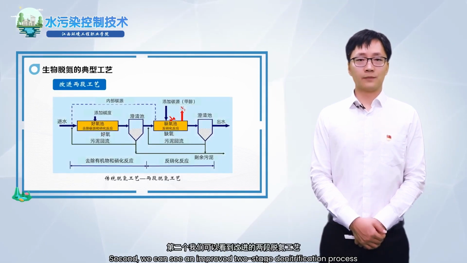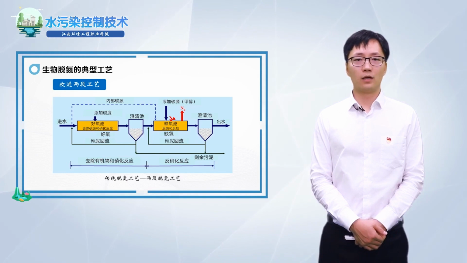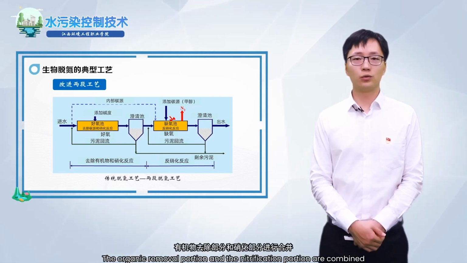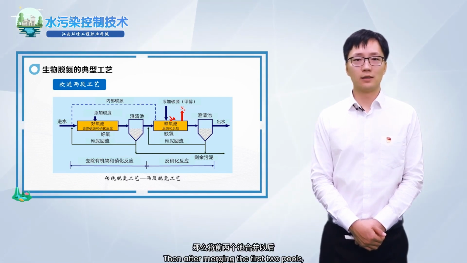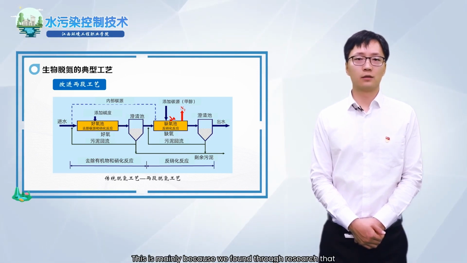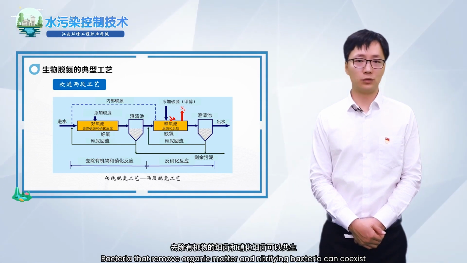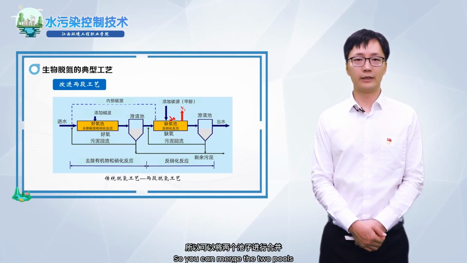Second, we can see an improved 2-stage denitrification process. In the 2-stage denitrification process, the organic removal portion and the nitrification portion are combined. After merging the first 2 pools, the sedimentation tank in the middle is removed. This is mainly because we found through research that bacteria that remove organic matter and nitrifying bacteria can coexist, so you can merge the 2 pools.